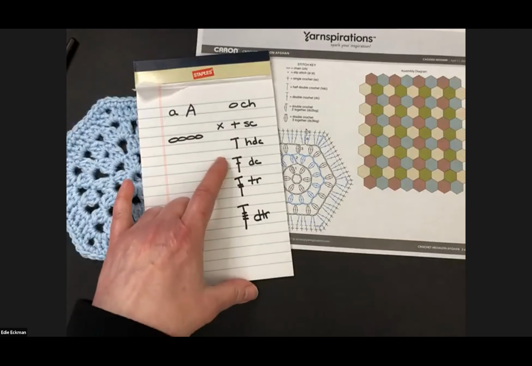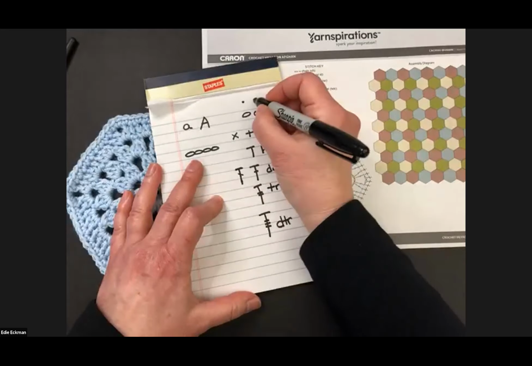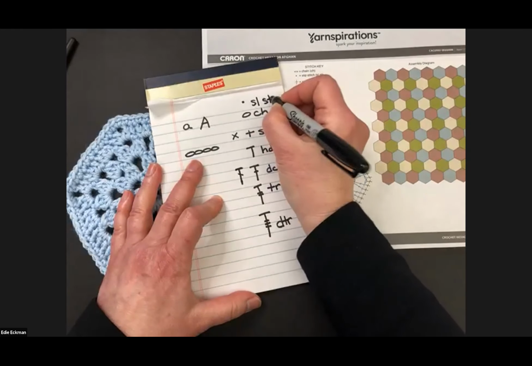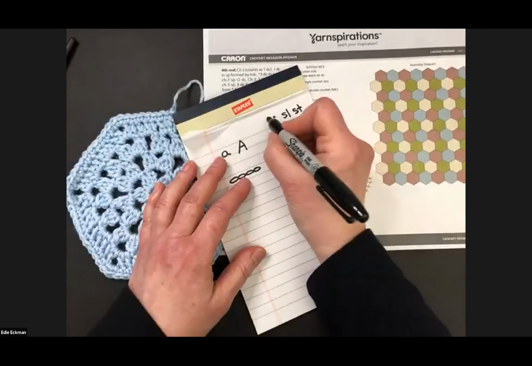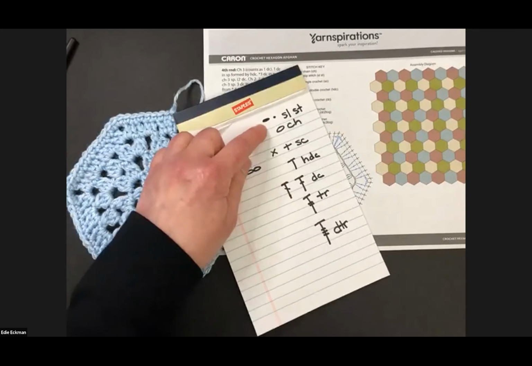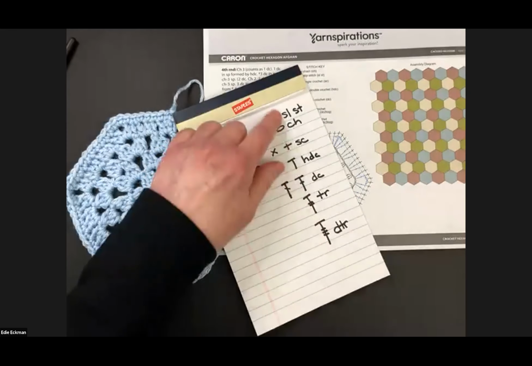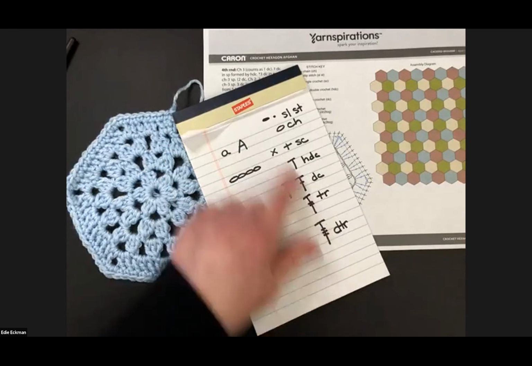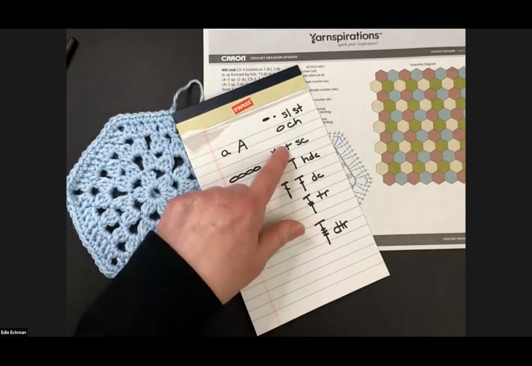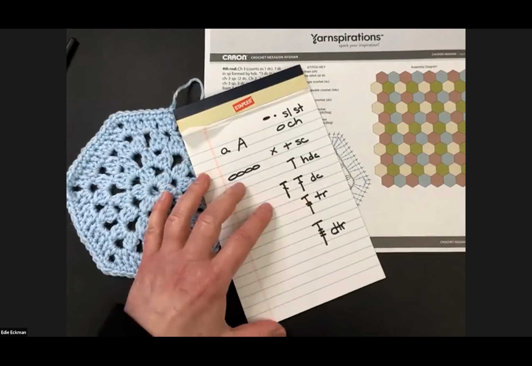Okay, so those are kind of the basics. Then we also have a slip stitch, which is like a chain. Sometimes it's drawn like this. It's like a chain, but it's into something. So you have the slip stitch. So those are going to be your basic symbols. And it's the way we arrange them that tells us what it is we're going to make or how we're going to make the thing.